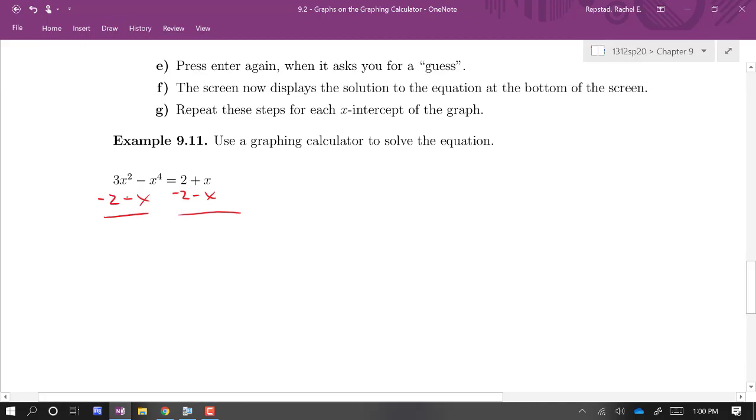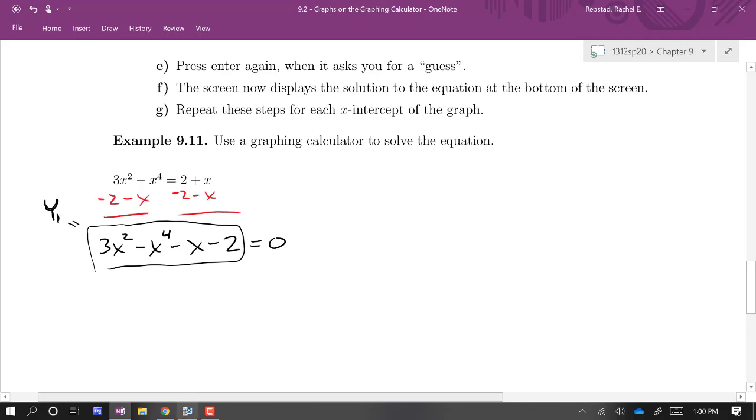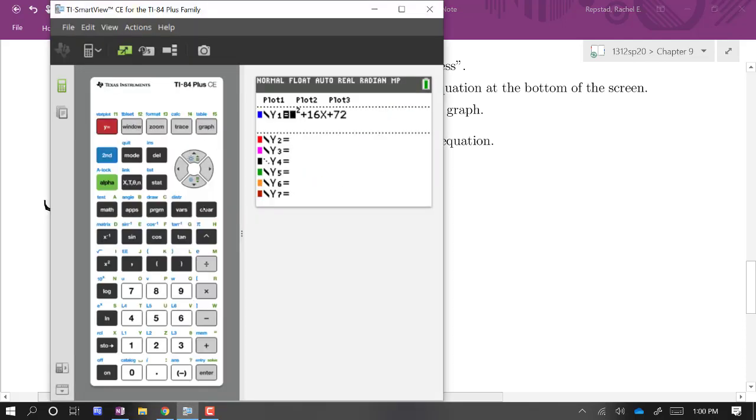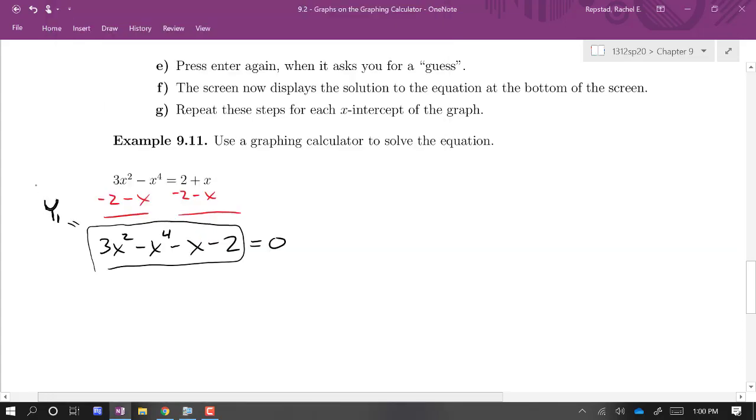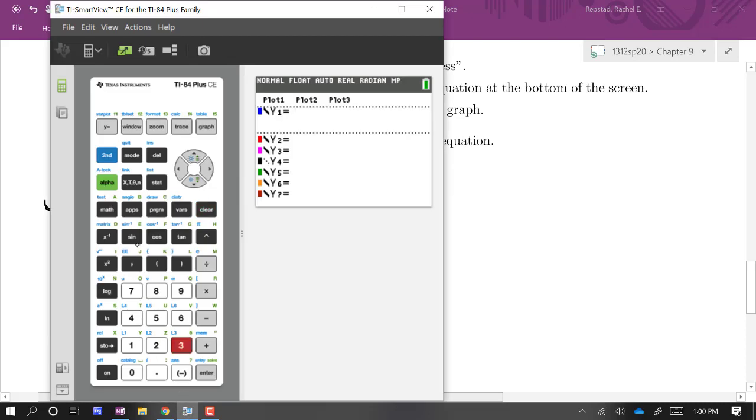And then I have 3x squared minus x to the 4th minus x minus 2 equals 0. This here is what I'm going to put in my y1, my y equals editor, and I'll just put it in for y1. So I'll clear that. And what was it? 3x squared minus x to the fourth minus x minus 2.